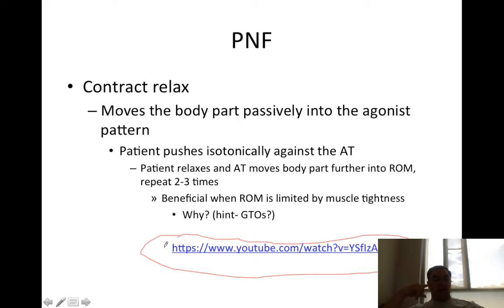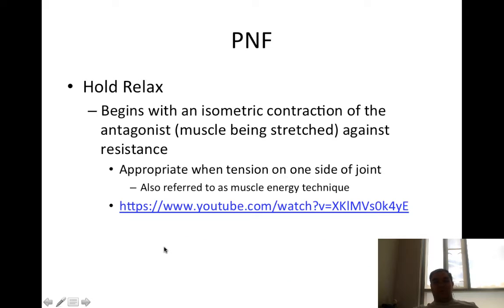Why? Hint, GTOs. With contract, relax, and I think the video actually says this, I'm trying to remember when I watched it yesterday. Whenever I'm having them in a stretch, I'm holding that roughly 6 seconds, a little bit longer, maybe 7 seconds, right? And then when they go through the range of motion, relax. I stretch them back. I should be able to go further. Hold another 6, 7, 8 seconds, back down 2 to 3 times, right?